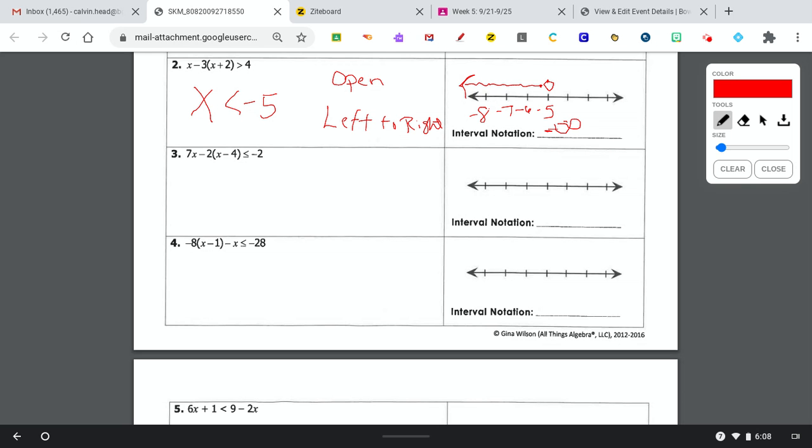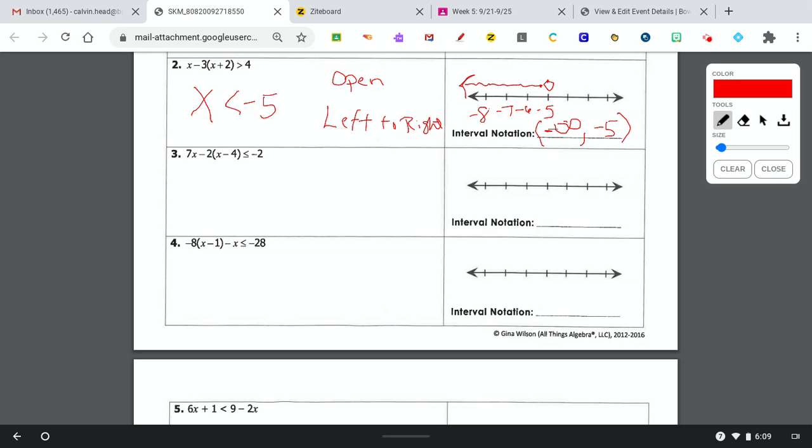Okay? So it's negative infinity, comma, and then I see -5. And remember, our notes say if it's in any of the infinities, it's parentheses. If it is open circle, it's parentheses. So there's my interval notation.